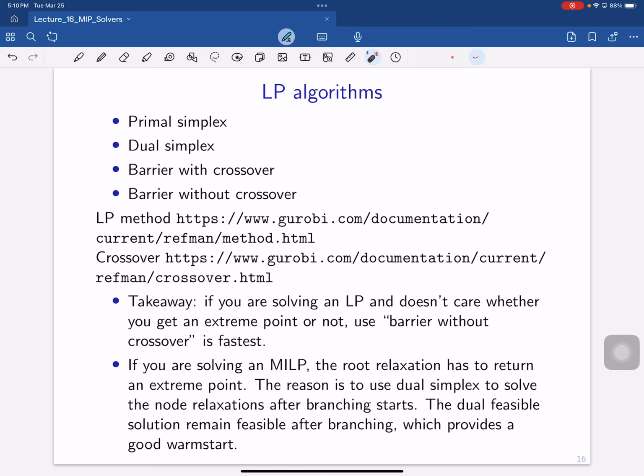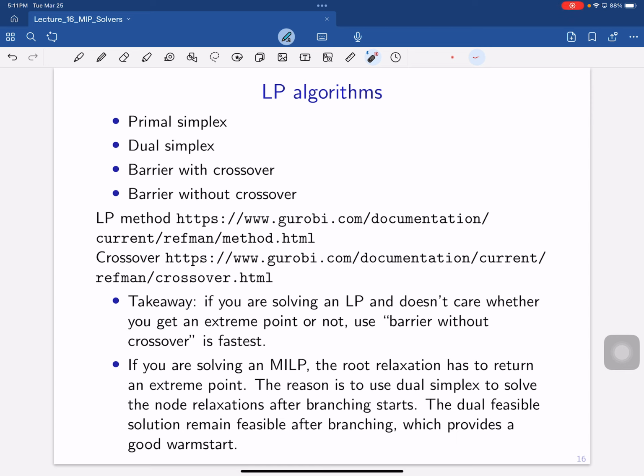Right? So if I'm just solving an LP and don't care whether it's an extreme point or not, you should just use barrier without crossover. Usually it's the fastest.